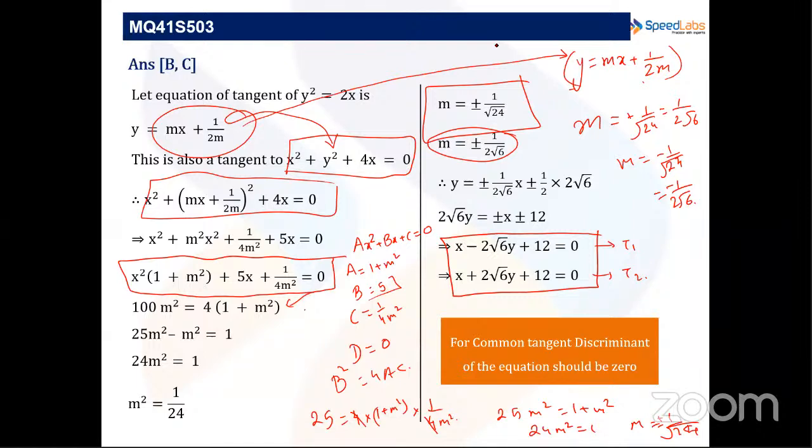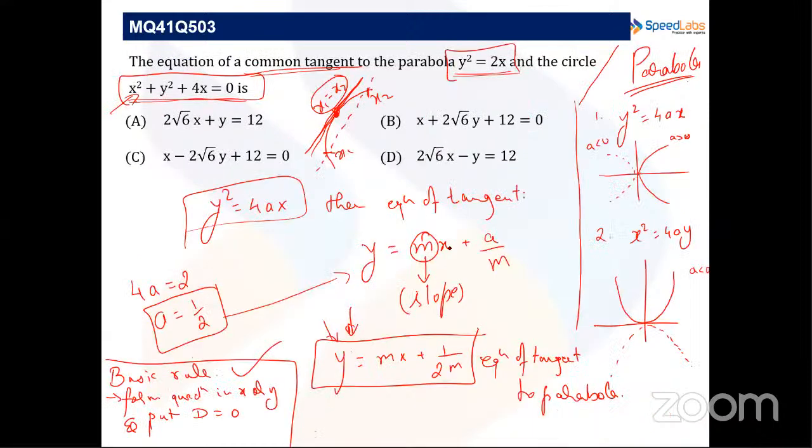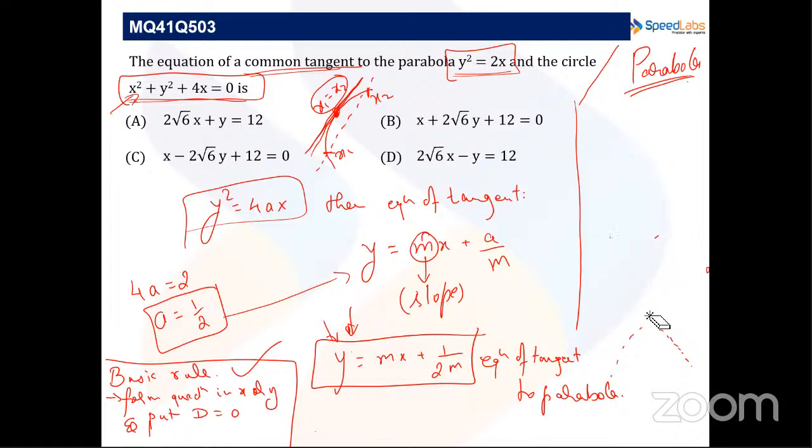Now let's see this question one more time. In this question, we need to find the equation of common tangent to the parabola y square equals 2x and the circle x square plus y square plus 4x equals 0. The basic concept we are using here, the very first concept in this question, is that we need the equation of tangent.